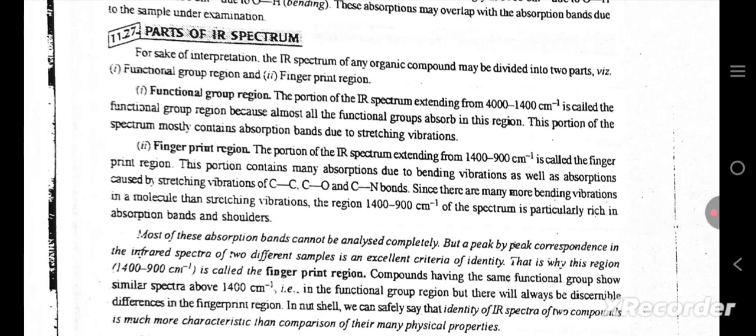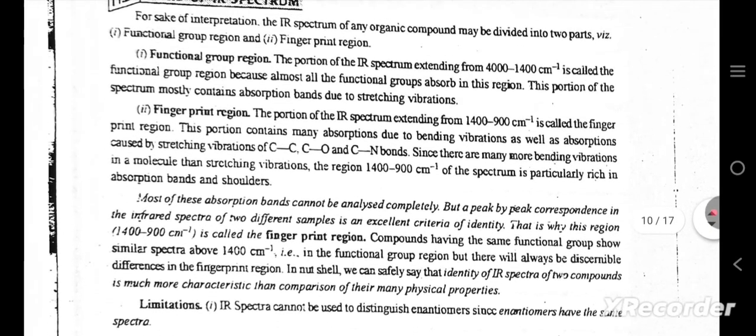Parts of the IR spectrum. For the sake of interpretation, the IR spectrum of any organic compound may be divided into two parts: the functional group region and the fingerprint region. Functional group region: the portion of the IR spectrum extending from 4000 to 1400 cm⁻¹ is called the functional group region because almost all the functional groups absorb in this region. This portion of the spectrum mostly contains absorption bands due to stretching vibrations.